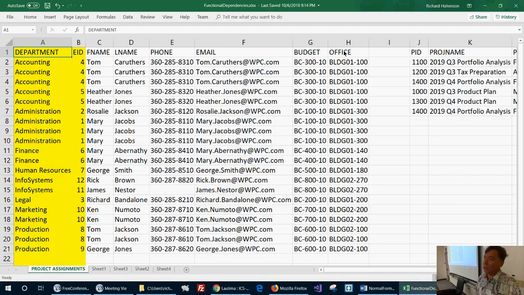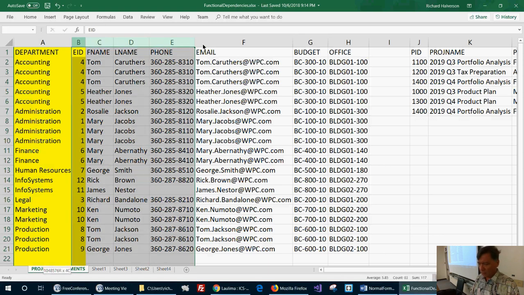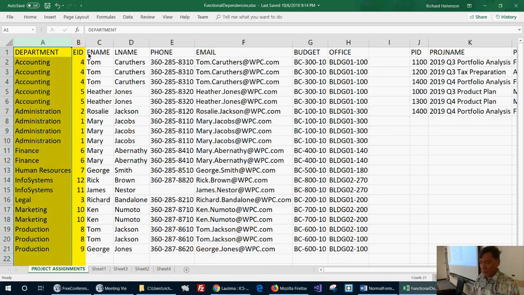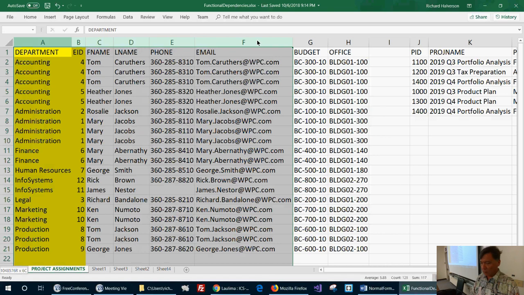To put them in second normal form, we are just going to split this into two tables. We need this one, because we need to know that EID is a member of this department. So EID is a member of that department. So one table has all of this.